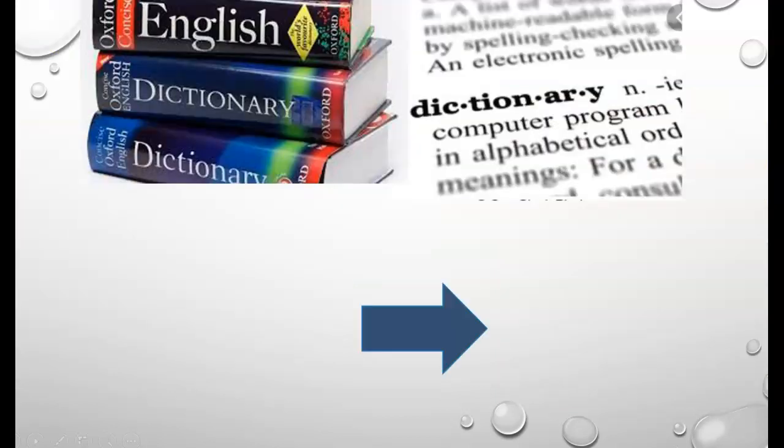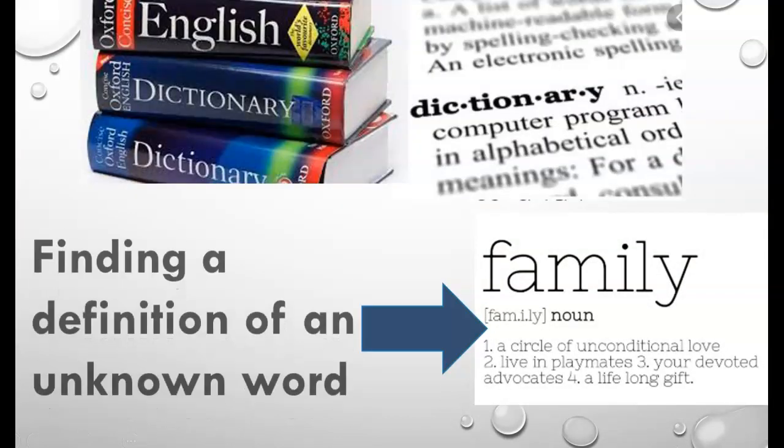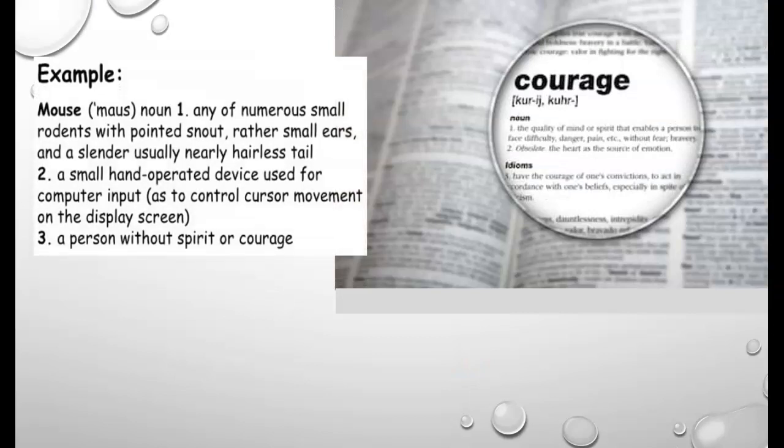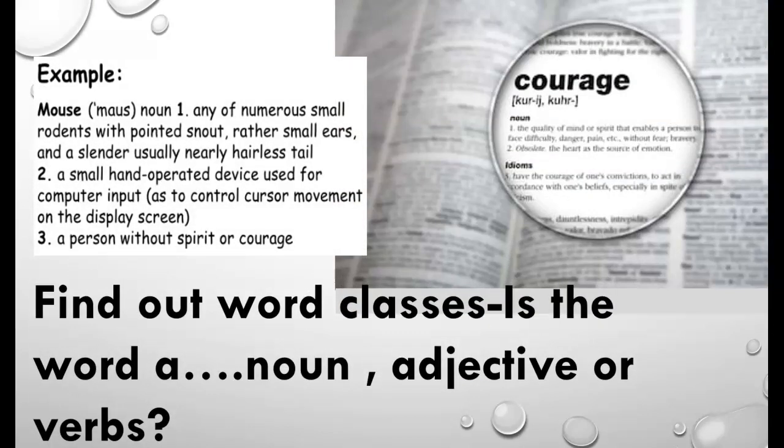Secondly, we also need a dictionary when we want to find the definition of an unknown word. When you want to know and explore the meaning of a word, you pick up a dictionary. Thirdly, sometimes, as I told you, we also investigate which class the word belongs to. Is it a noun? Is it an adjective or a verb? So, for example, you can see here the word mouse. It shows three different meanings, three different definitions.